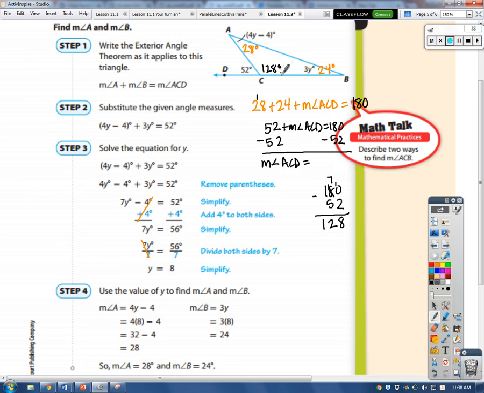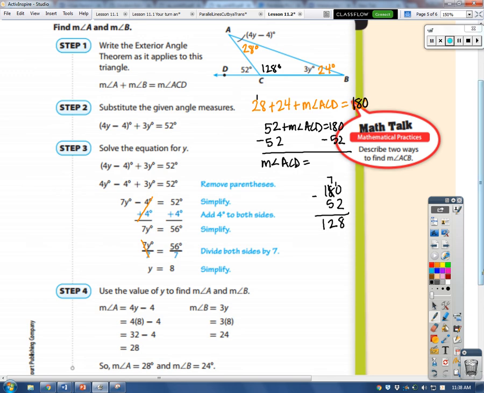And then you can double check that because the sum of these two angles should also be 180 degrees. So instead of doing this, you could have just done, well, I know this is 52. I know 52 plus something has to be 180 because these two angles have to equal 180. So that should be 128. That's how I can solve that.